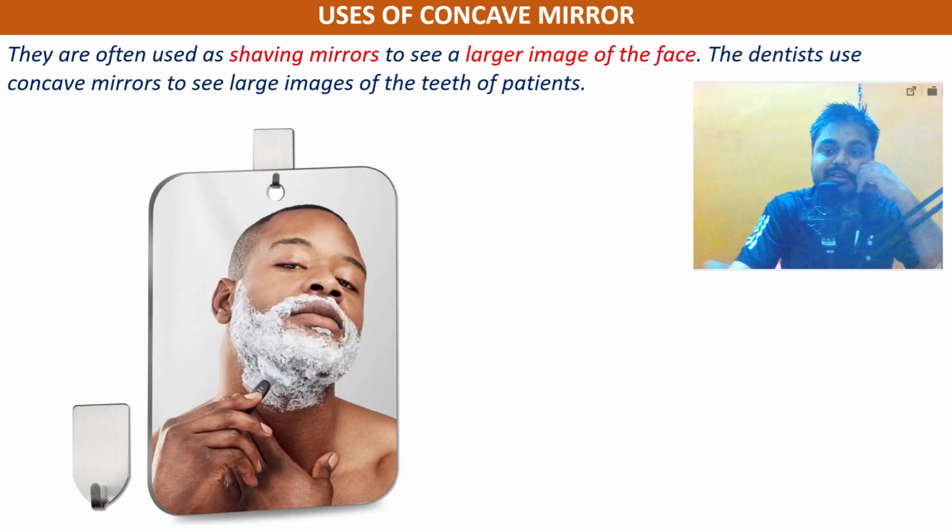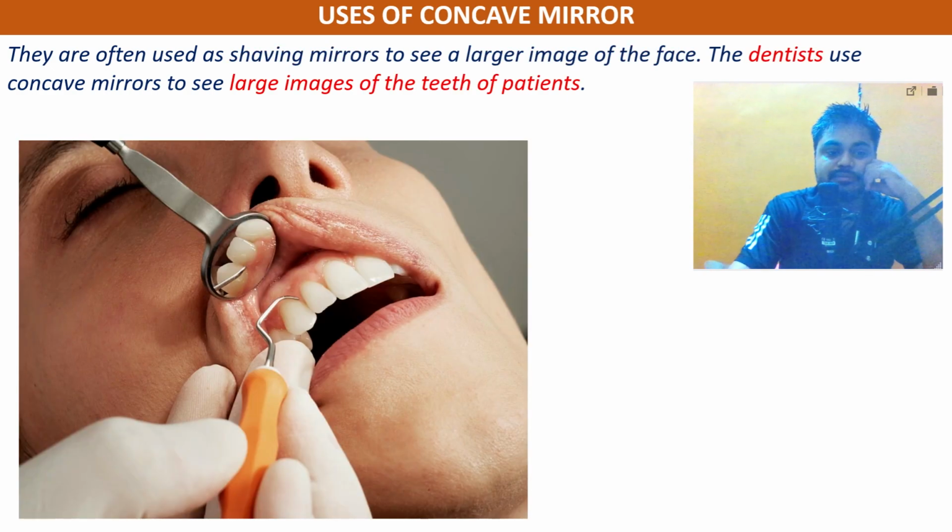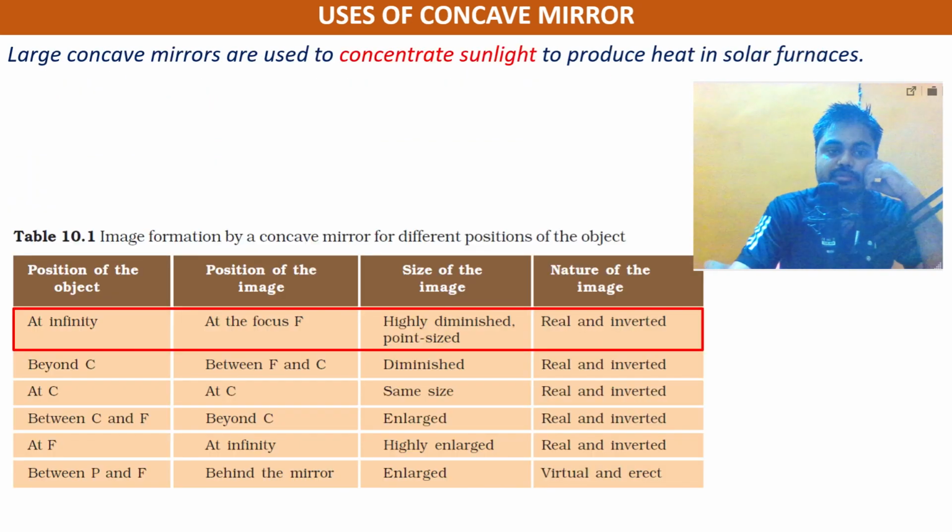In certain things we require to see our face, or our image, as enlarged. One of the examples is this. Here also one of the examples is this. The dentist also uses concave mirrors to see larger images of the teeth of patients. Now this is the last one. Large concave mirrors are used to concentrate sunlight to produce heat in solar furnaces.